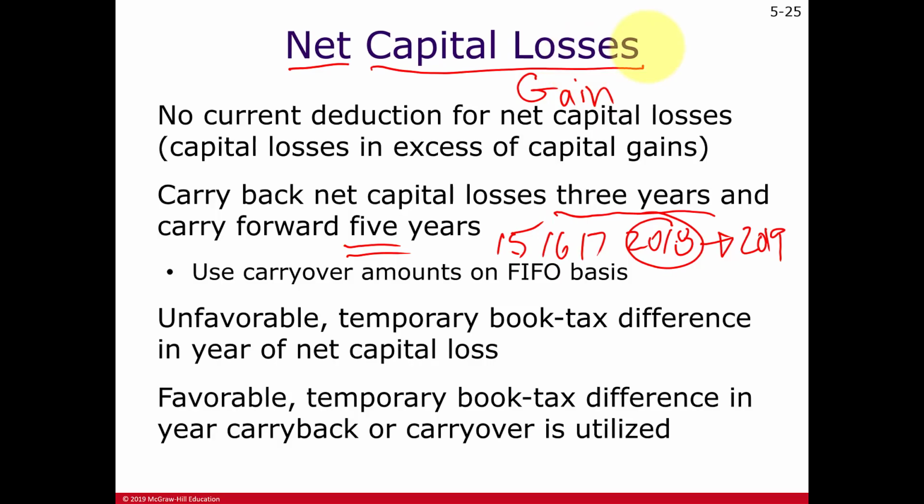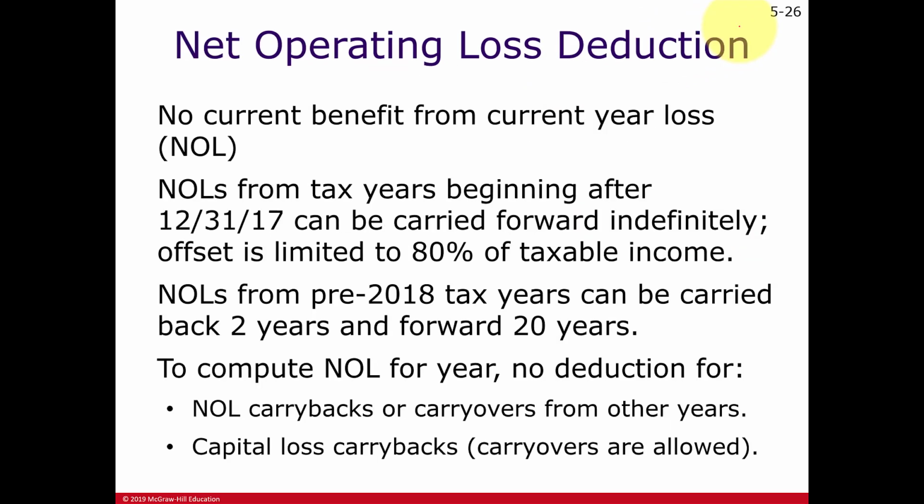Okay, so we just finished reviewing net capital losses. Let's take a look at net operating losses. Again, like a negative taxable income number. So from now on, you can only carry forward that NOL to future years and offset up to 80% of those future years' taxable incomes.